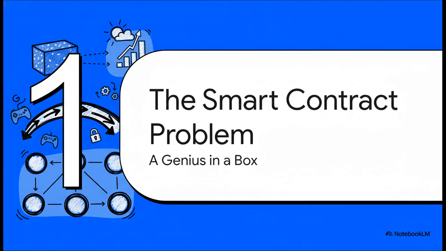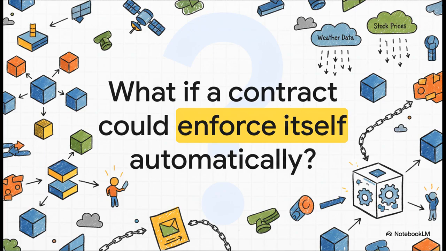First up, the smart contract problem. Now, I want you to picture a certified genius who's trapped inside a sealed box. It's brilliant, incredibly powerful, but its whole world is just the inside of that box. Very, very small. To really wrap our heads around this, let's start with a big question. What if a contract, for an insurance policy or a bet or a financial agreement, could just execute itself? Automatically. No lawyers, no banks, no middlemen needed at all. That's the revolutionary idea we're starting with.